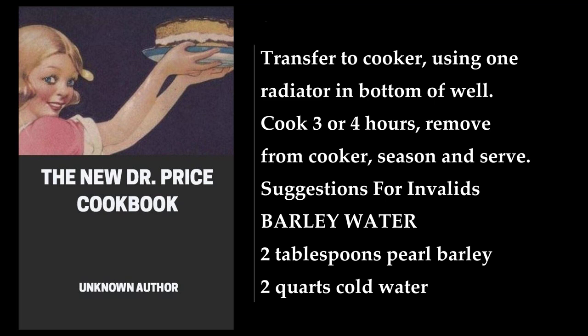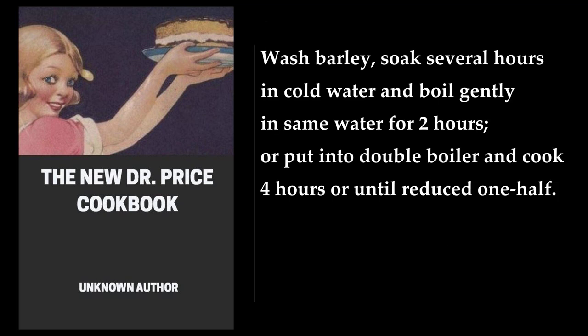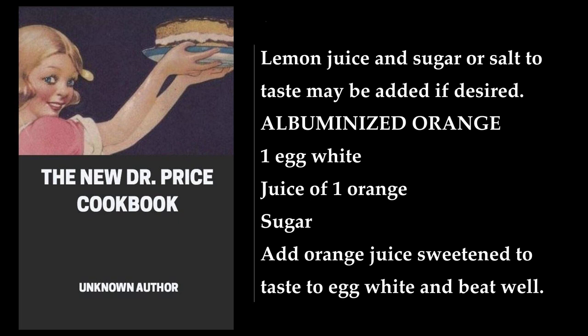Suggestions for invalids. Barley water. 2 tablespoons pearl barley. 2 quarts cold water. Wash barley, soak several hours in cold water and boil gently in same water for 2 hours. Or put into double boiler and cook 4 hours or until reduced by 1/2. Lemon juice and sugar or salt to taste may be added if desired.